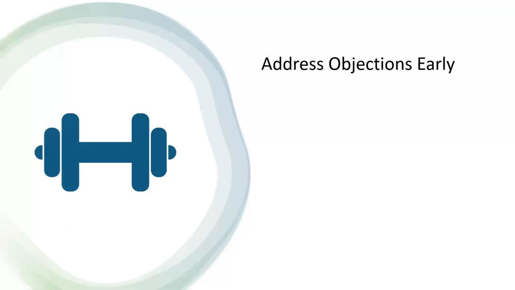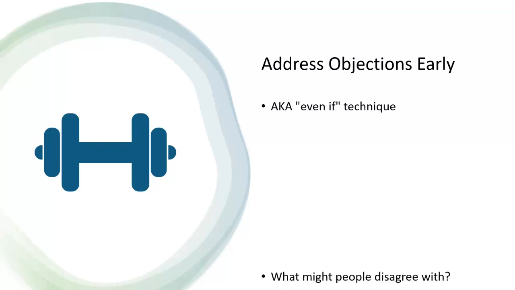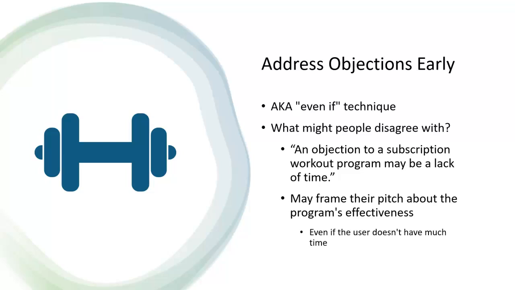What you can do is address the objections that the person might have early. This is also known as the even if technique. So even if you don't like this, here's why you should still do what I'm saying. So you want to stop and think, what might people disagree with that you are trying to sell them on? So an objection to a subscription program for a workout might be a lack of time. So I'd love to sign up for your gym, but I don't have enough time. So if you are the person who's selling this gym membership, you might want to say it's still effective, even if you don't have a ton of time. With just 20 minutes a day, here's what can happen. So you want to think about what people might say that makes them go against what you're asking for, and then you're going to use this information to help them agree.